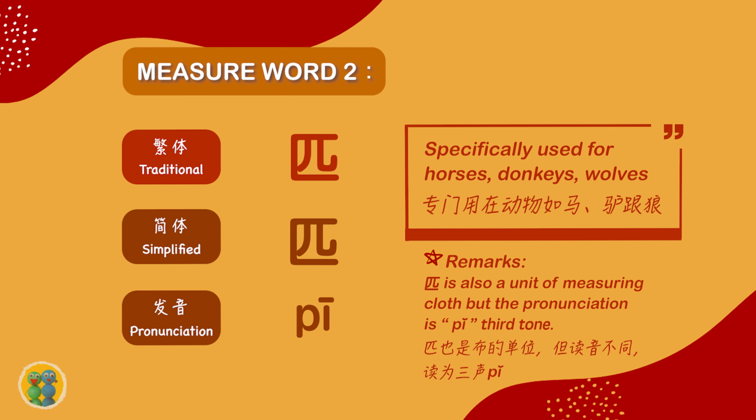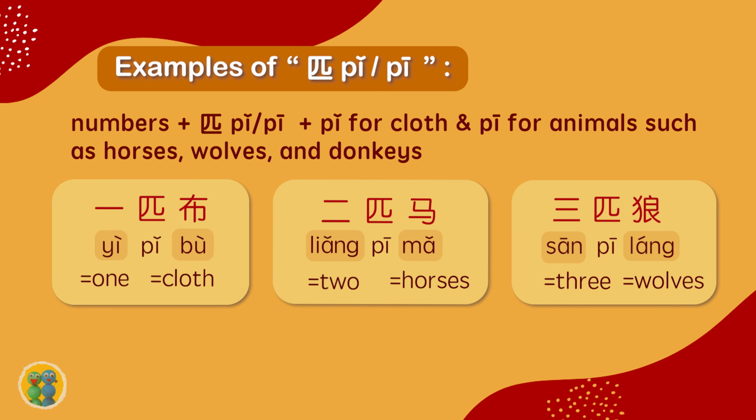The second measure word is 匹. 匹 is specifically used for horses, donkeys, or wolves. But 匹 is also a measure word for clothes, and the pronunciation will be different. If it's used for clothes, it would be pǐ, the third tone. Examples of 匹 or pǐ.